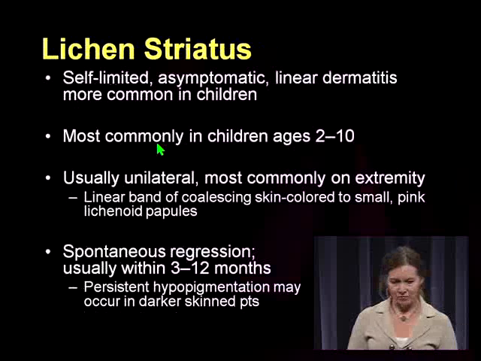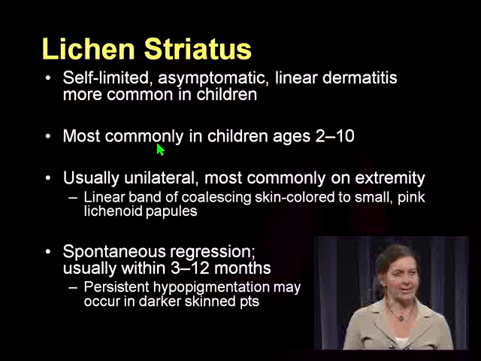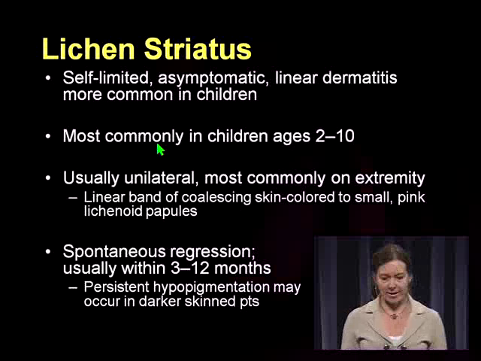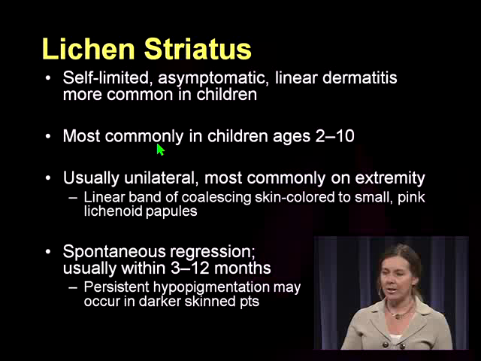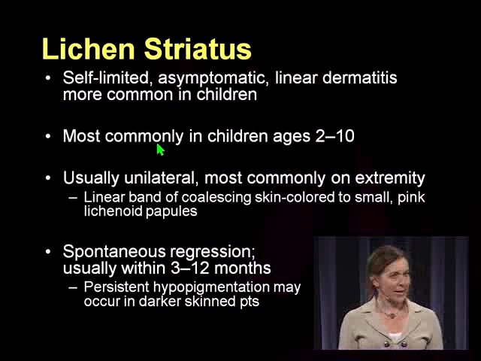So lichen striatus is an interesting condition. This is a self-limited condition. It's usually asymptomatic. It tends to be a linear dermatitis, and that linear nature is your biggest clue to lichen striatus. If you see something that looks like it's extending in a band-like pattern, you want to think about lichen striatus. Most commonly seen in children ages 2 to 10. It's usually unilateral, so another clue. Atopic dermatitis is usually very symmetrical.